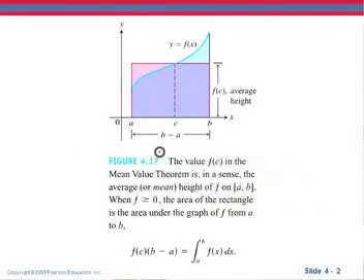Now, remember we discussed the mean value theorem. We actually found the average value of functions in the last recording. The average value of a function f on a to b is just the average height of that graph. When f is greater than or equal to 0, the area of the rectangle is the area under the graph of f from a to b. So if I take f of c and multiply by b minus a, I'll get the integral from a to b of f of x dx.